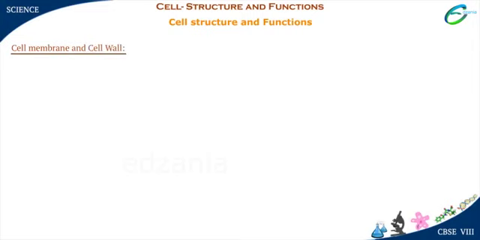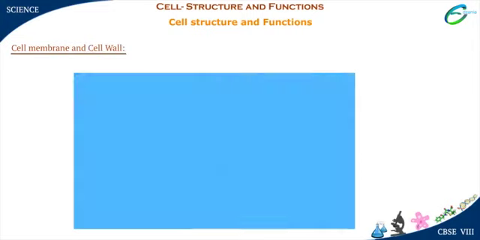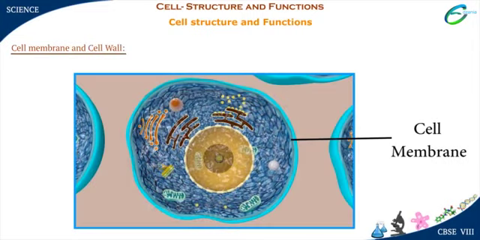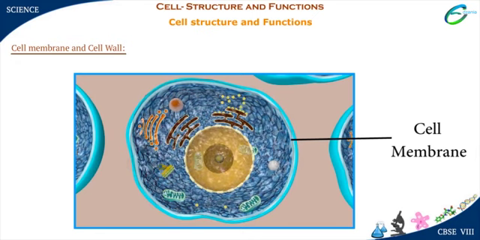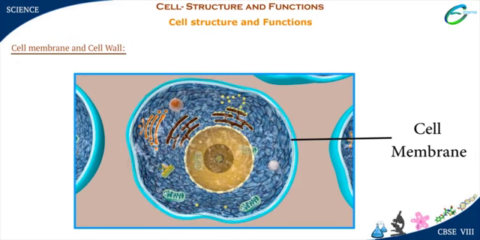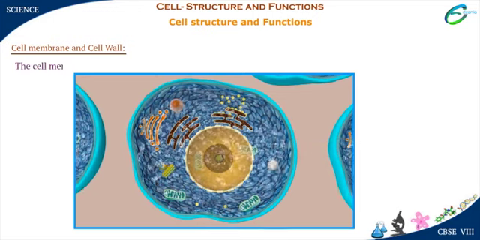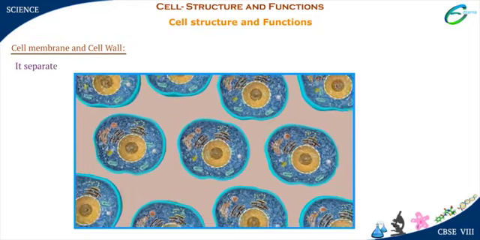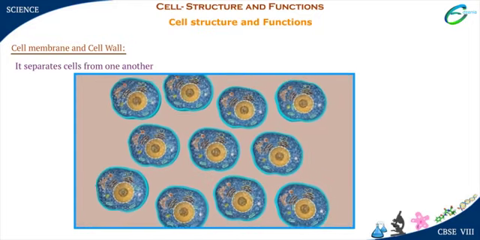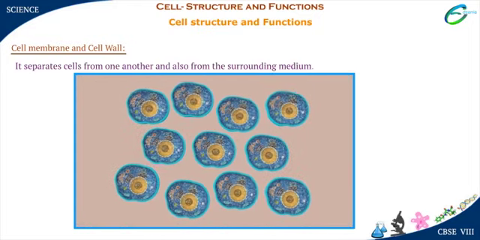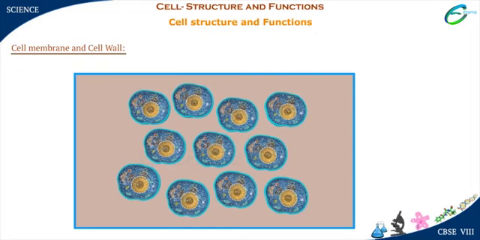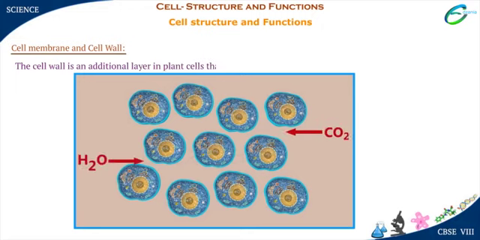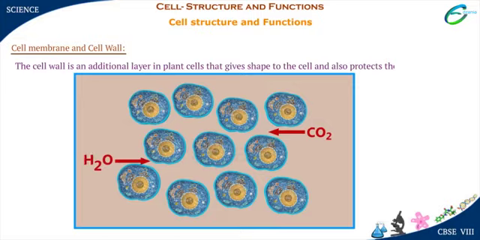Cell membrane and cell wall. The cell membrane, also known as the plasma membrane, encloses the cytoplasm and the nucleus. The cell membrane gives the cell its shape. The membrane separates cells from one another and also from the surrounding medium. The plasma membrane is porous and thus allows movement of substances or materials inwards as well as outwards.